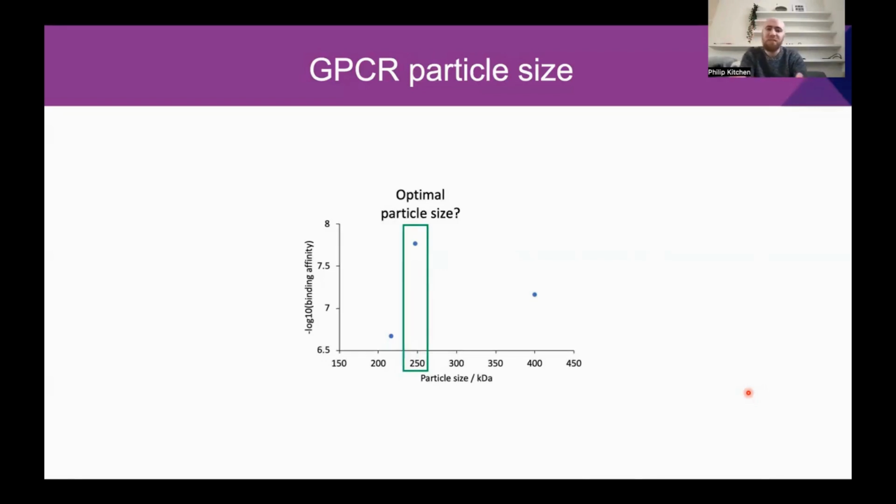But there's really interesting preliminary data showing that possibly the particle size is really important for getting functional protein. And that's something that we can characterize by mass photometry.